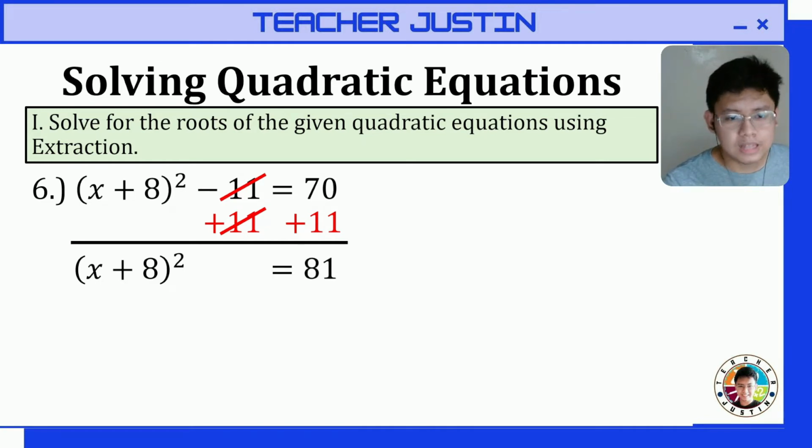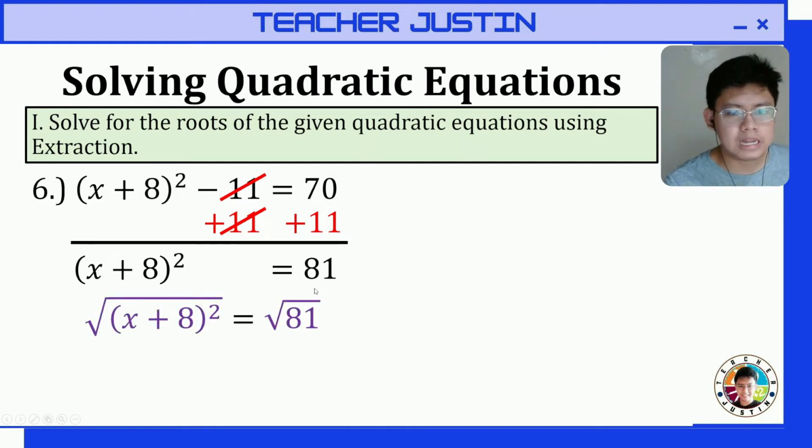Okay. Next, let's look at our equation. So, ang susunod nating tatanggalin will be the exponent. Kasi hindi natin pwedeng galawin yung nasa loob ng parenthesis hanggat hindi natin tinatanggal yung exponent nila. So, we have to get the square root of both sides para matanggal yung ating exponent na 2. So, the square root of the square quantity of x plus 8 will give us x plus 8.